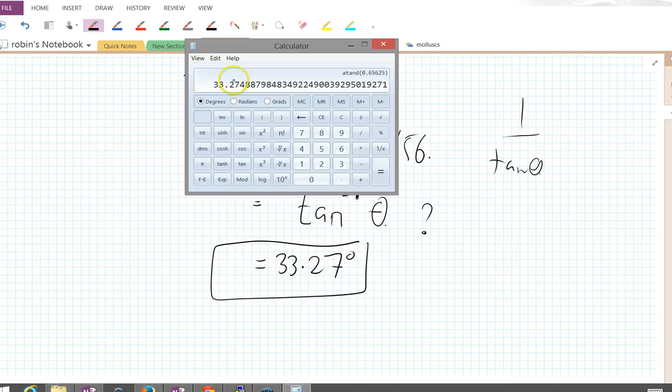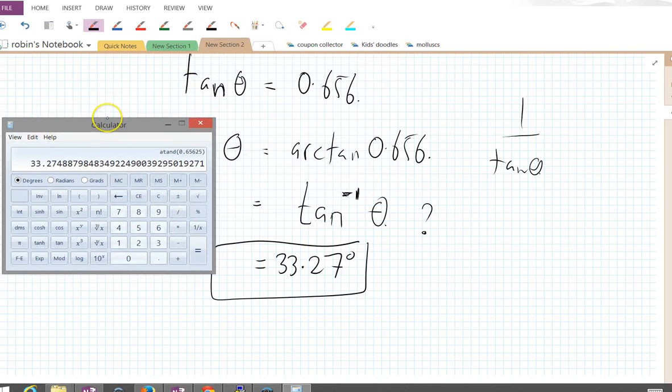There's a little check which you can do. There's your 33.27. If I take the tangent of that, we should get back to 0.656, because tan theta equals 0.656 is the same statement as this. And we've just calculated inverse tan here. So if I type tan here, we should get back to 0.65625, which we do. How about that? I'm going to stop there.